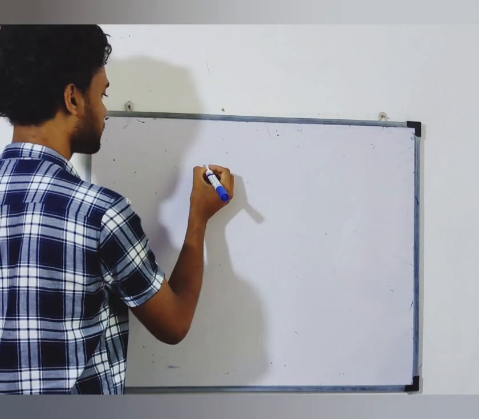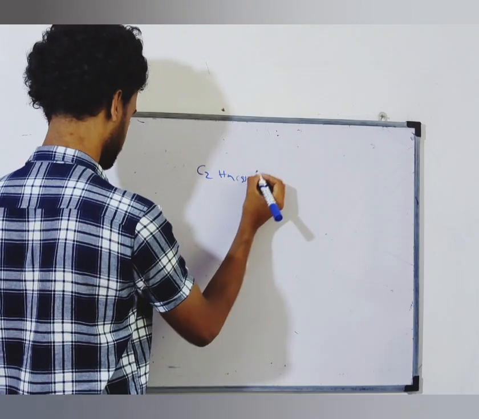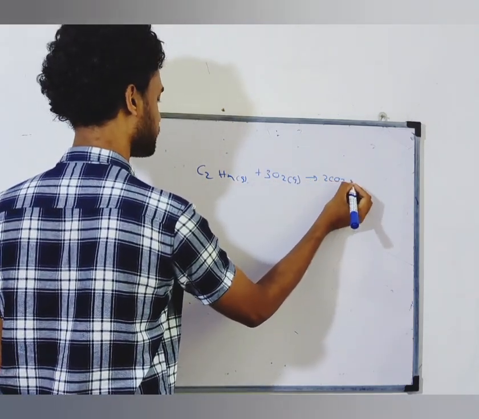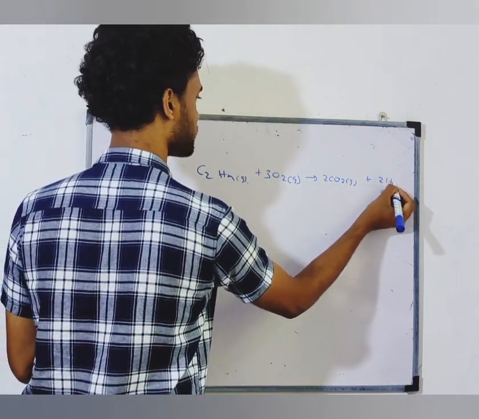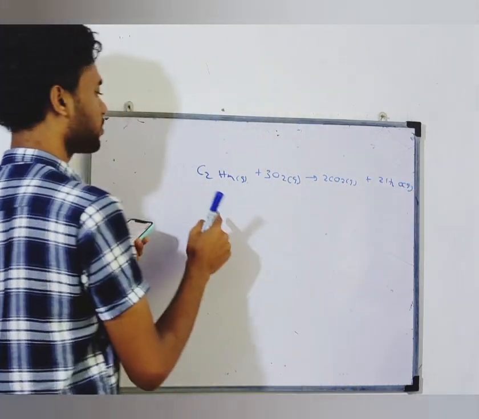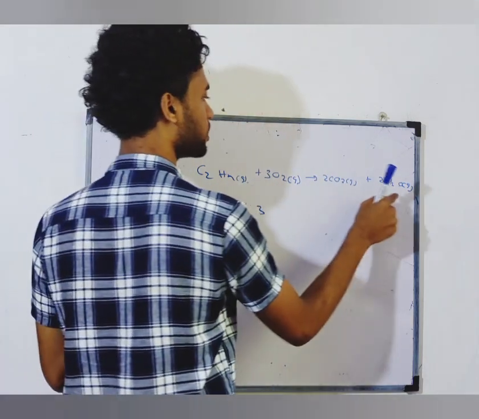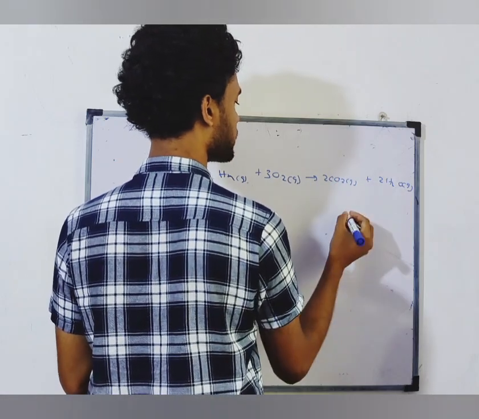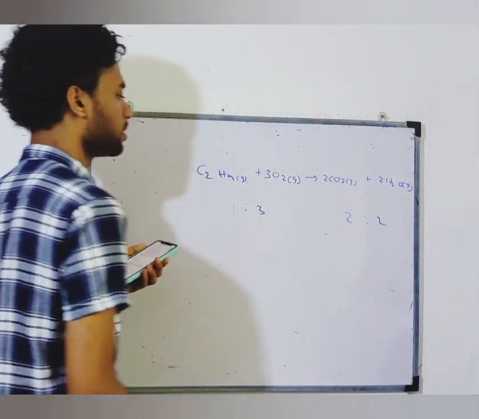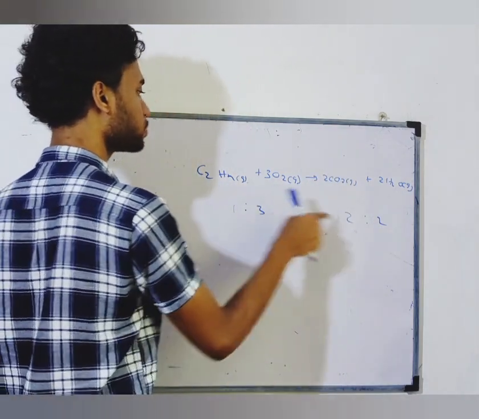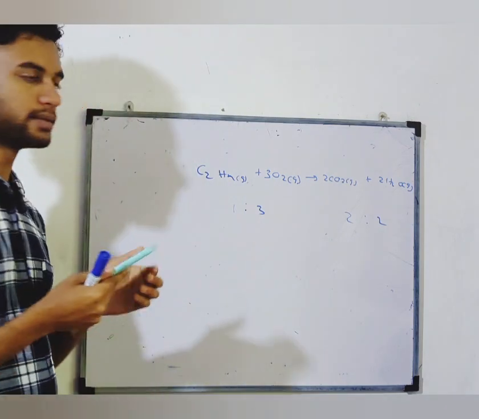Look at question number 28. You can see the reaction: C2H4 gas plus 3O2 gas becoming what? 2CO2 gas plus 2 water gas. Stoichiometry between C2H4 and oxygen is what? 1:3. CO2 and water is what? 1:1. I can write 2:2. Same thing. Right? Stoichiometry between C2H4 and CO2 is what? 1:2. Right?